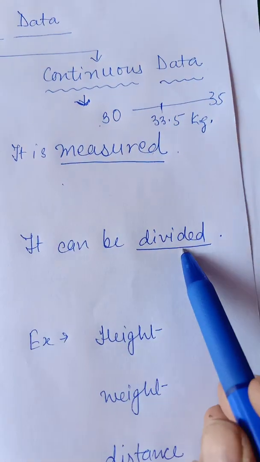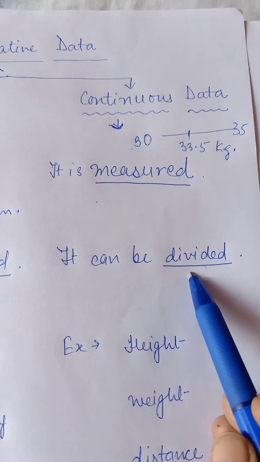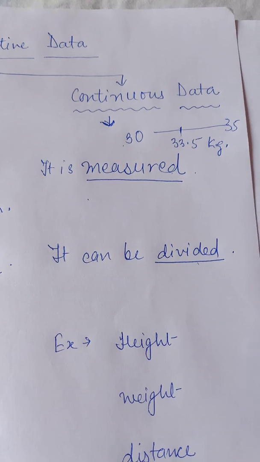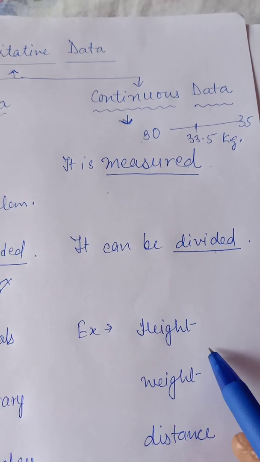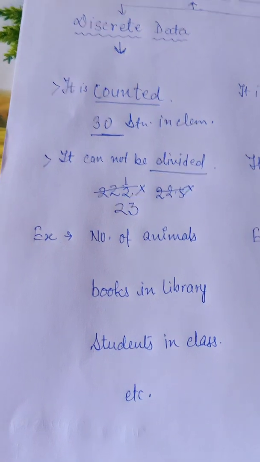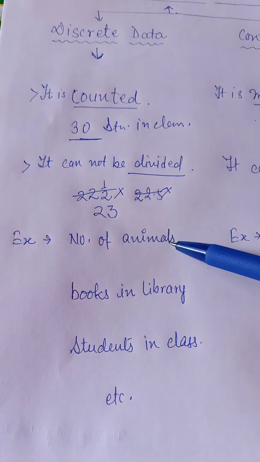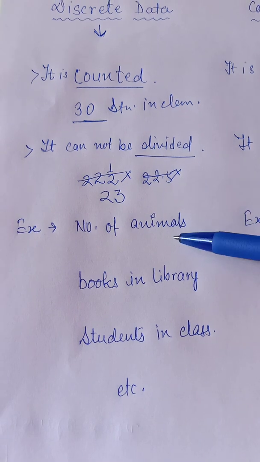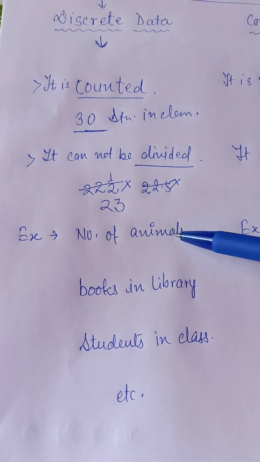While continuous data can be divided, it can be broken down into fractions and decimals. That means this type of data falls on a continuous sequence. So it can be more clear from the examples, like number of animals. It can be counted and it cannot be divided. Number of animals can be 100 or 101, not 100.6.